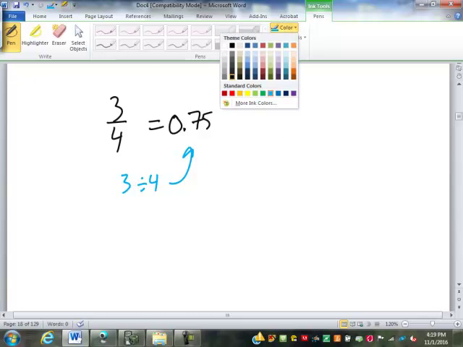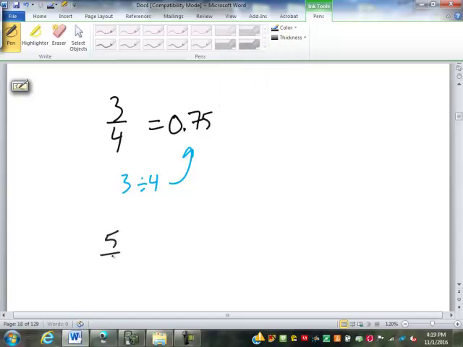So if I had 5/7, how am I going to turn that into a decimal? 5 divided by 7, bless you, which will give you 0.714285571 approximately, right? You can check me if you want to.